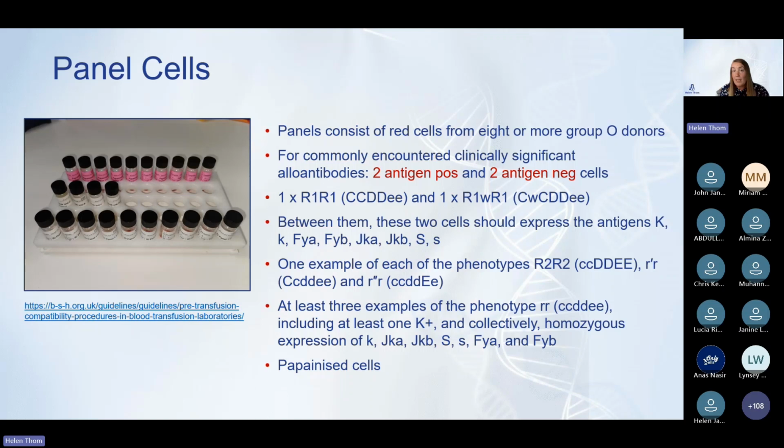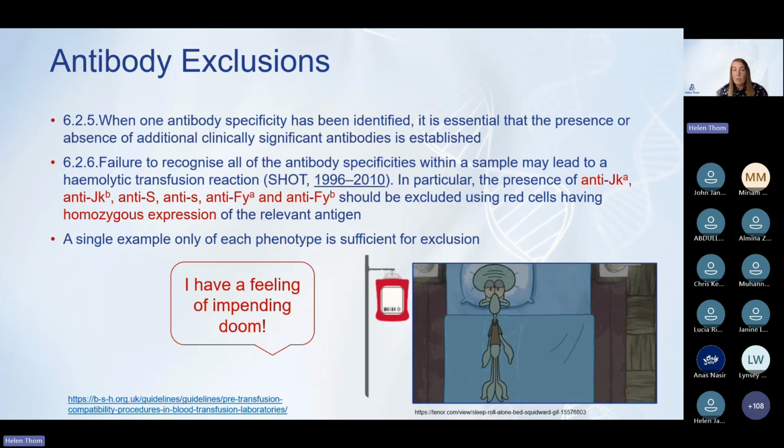You also can have papainized cells on your panel, and I'm going to talk about the impact of papain, which hopefully, if you don't know already, we'll cover as well. And the reason that we do this is because not only have you got to identify an antibody, but once you've identified an antibody, you need to be able to exclude the presence of any further clinically significant antibodies, because you're wanting to avoid the patient having a transfusion reaction. So we as scientists need to do everything that we can to make sure that we've excluded everything, so then the blood that we're selecting is appropriate for our patient.